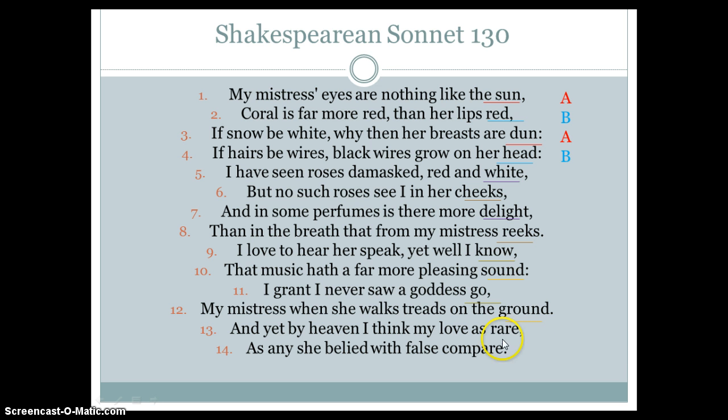Let's go to the last two rhyming couplets here, rare and compare. And yet, by heaven, I think my love as rare as any she belied with false compare. Rare, compare. There it is. A, B, A, B, C, D, C, D, E, F, E, F, G, G, rhyming couplet. And there is your sonnet, starting with: if snow be white, why then her breasts are dun.